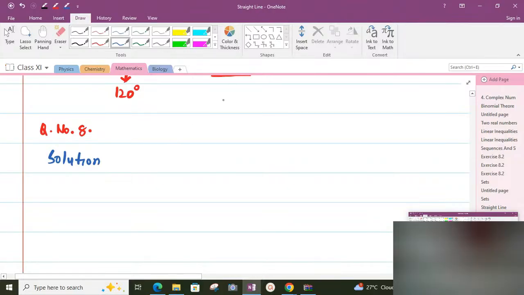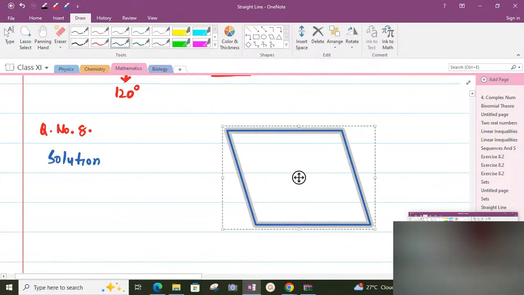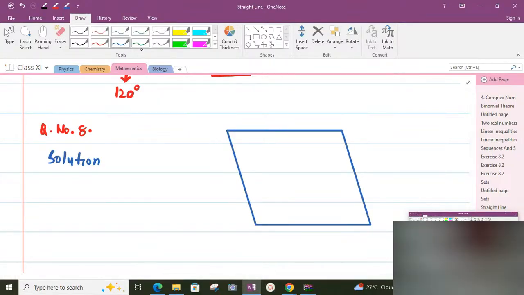Let's draw a parallelogram. Suppose this is a parallelogram. First of all, we name the vertices of the parallelogram A, B, and this is C, and this is D. Of that there is no problem.